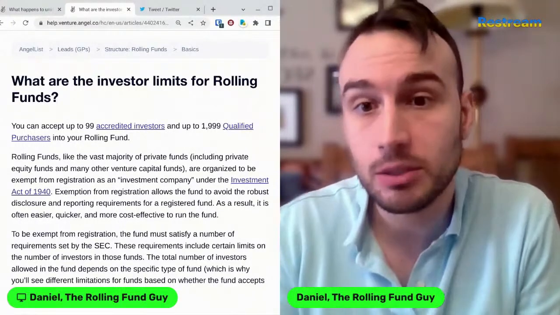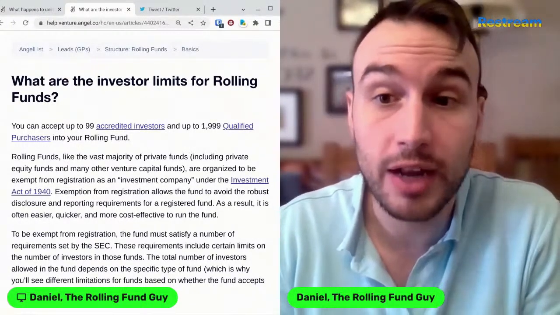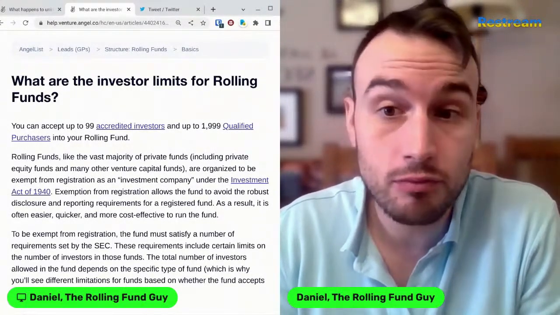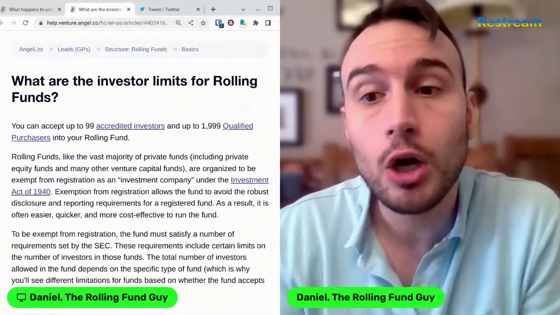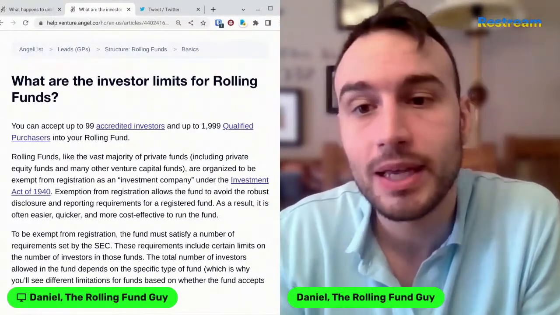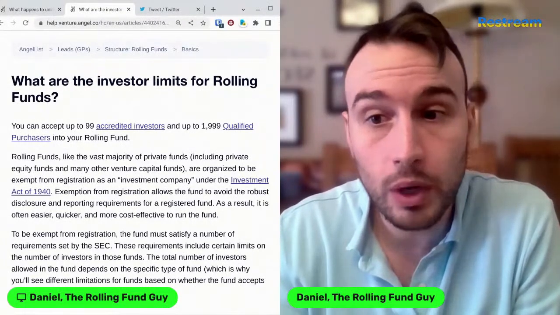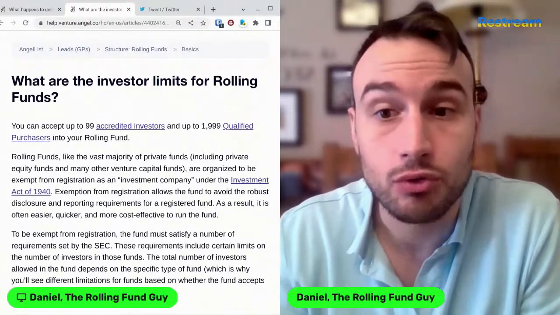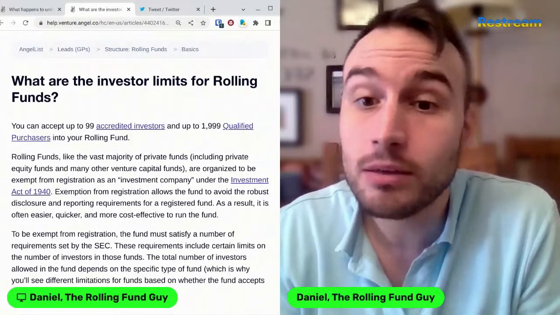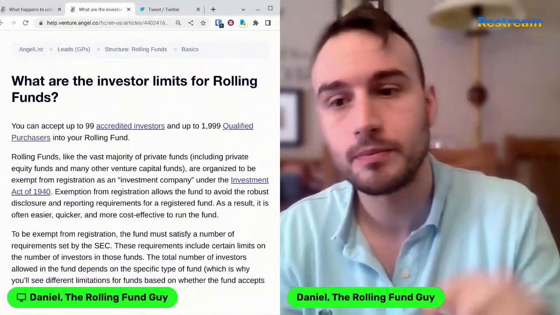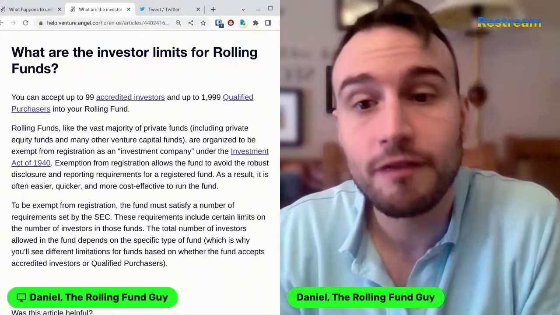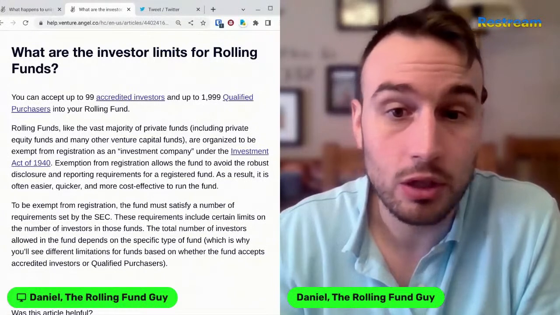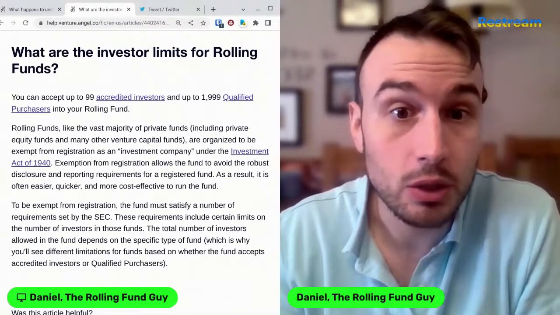Rolling funds, like the vast majority of private funds, including private equity funds and other venture capital funds, are organized to be exempt from registration as an investment company under the Investment Company Act of 1940. Exemption from registration allows the fund to avoid the robust disclosure and reporting requirements for a registered fund. As a result, it is often easier, quicker, and more cost-effective to run the fund. To be exempt from this registration, the fund must satisfy a number of requirements set by the SEC. These requirements include certain limits on the number of investors in those funds.